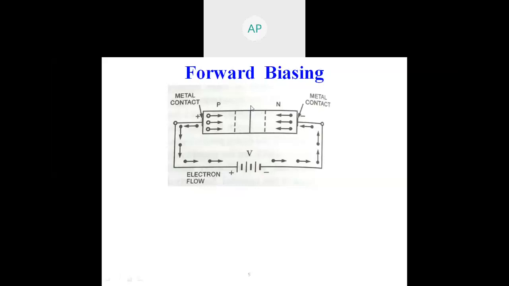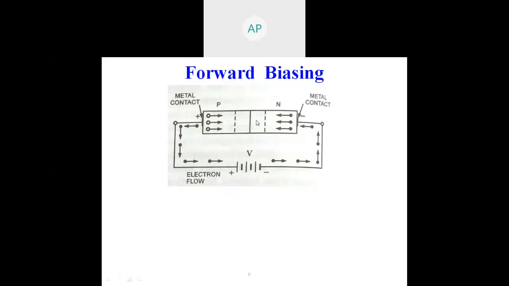So for a PN junction diode, when it is configured as forward bias, if we consider the material is made of germanium or maybe silicon, for a germanium material this forward voltage across the junction will be 0.3 volt, and for silicon material it will be 0.7.